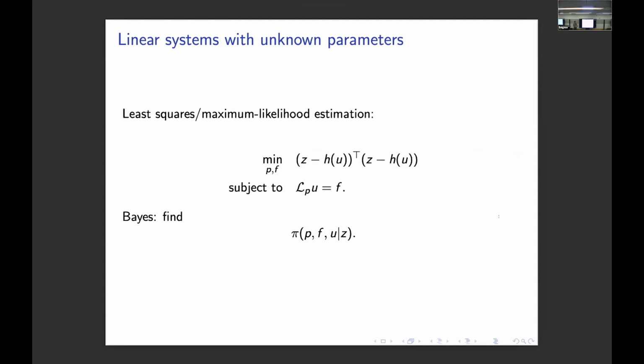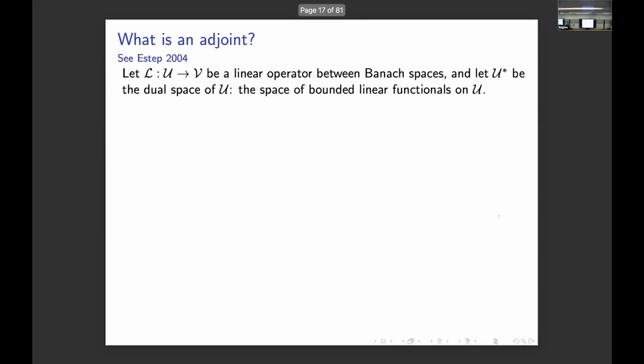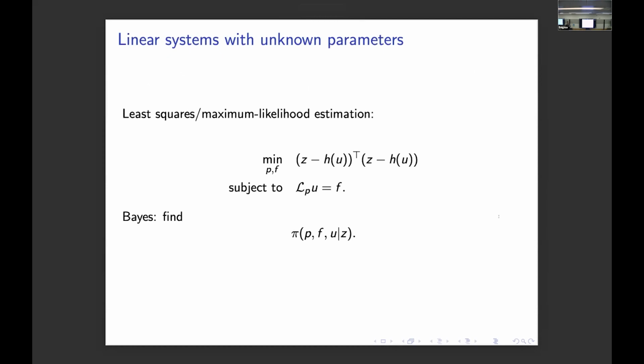So what kind of approach might we want to take? Well, there's a variety of things you might want to do. You might want to solve the least squares problem, so that would be to choose your P and your F to minimize the sum of squared errors between your data and what your model predicts, subject to your model being obeyed. Or we might want to take a Bayesian approach and find the posterior distribution for F and the other things. So those are the problems we're going to solve more efficiently. And adjoints are going to help us do this.